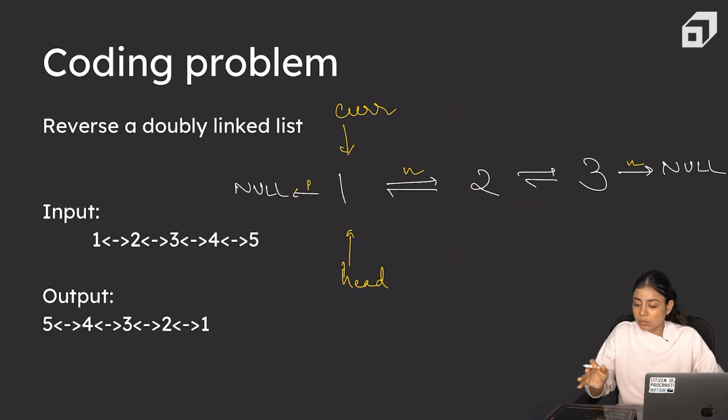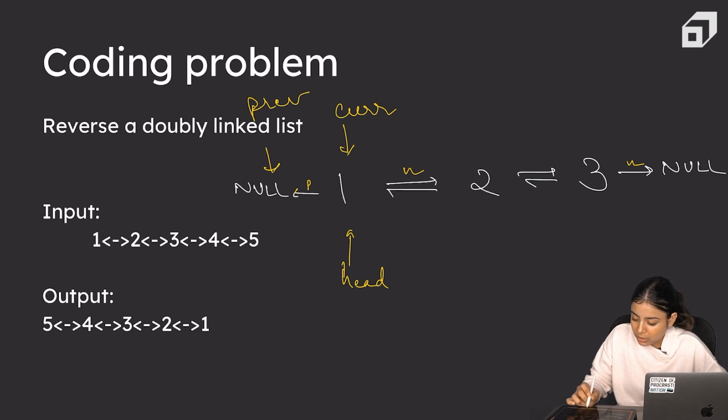So I need at least 2 pointers here. Let's start with 2 pointers, a previous pointer and a current pointer. Previous would be pointing to the previous of my current. Now let's see if these 2 pointers would be enough for me to do the reversal. What I can do first is change the previous link: remove this link, current's previous, and make the previous point to 2.